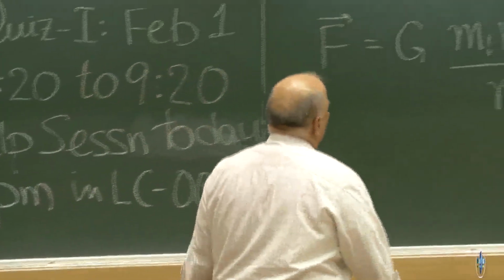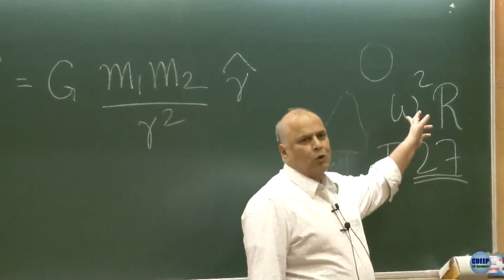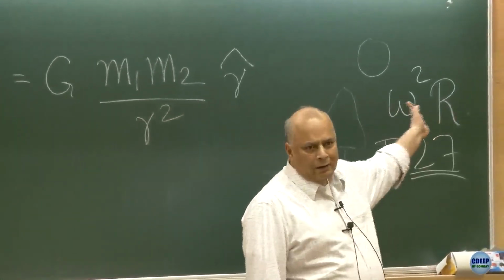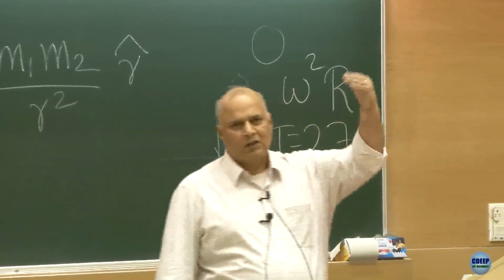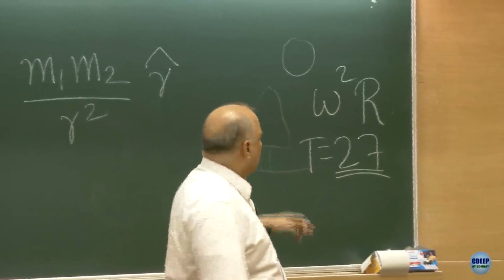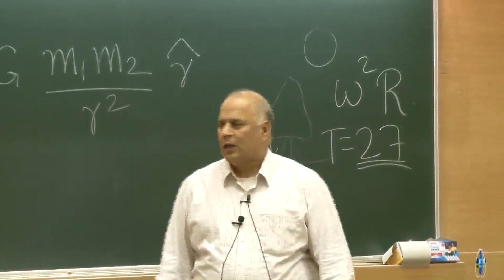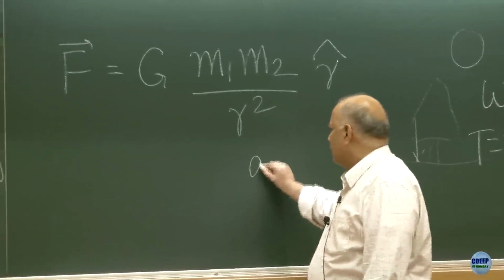So Newton knew omega, and he knew the R, the Earth-Moon distance was known. So he could calculate omega squared R. And of course, he knew the value of little g.